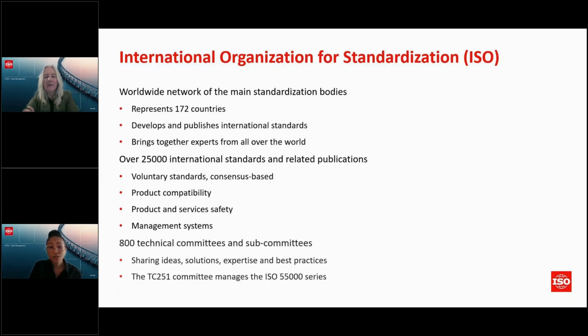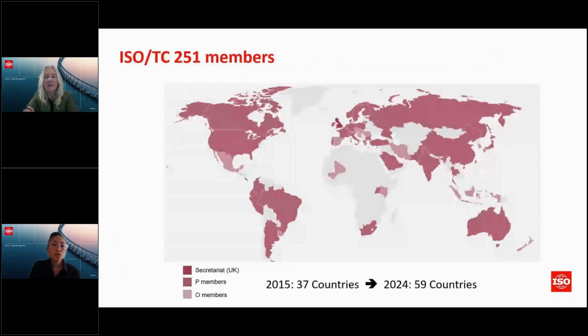There are 800 technical committees and subcommittees at present, and TC 251 is just one of those. The Technical Committee 251, focused on asset management, which I just mentioned previously, is responsible for that 55,000 series. Many of you are probably aware of the first iteration of the standard that was published in 2014, almost 10 years ago. We had 37 countries involved in the development of those standards, and we've grown quite a bit. We are now up to 59 countries involved directly in the development of the 55,000 series standards.